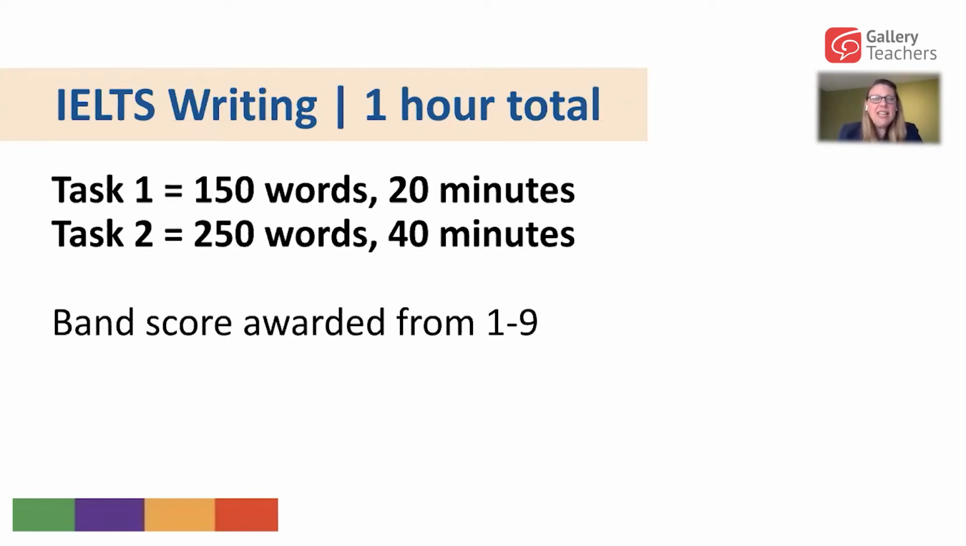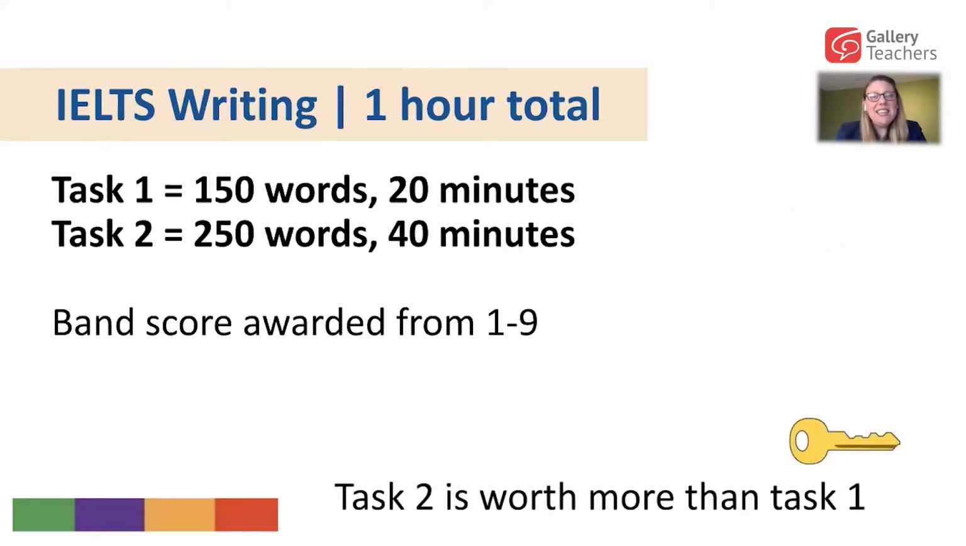So the IELTS writing is 1 hour in total. Task 1, which we looked at in our last masterclass session, is 150 words and should take 20 minutes. Task 2 is 250 words and should take the candidates 40 minutes. Candidates are awarded a band score from 1 to 9. And a key here is that task 2 is worth a lot more than task 1. This is reflected in the number of words that has to be written and also in the timings.